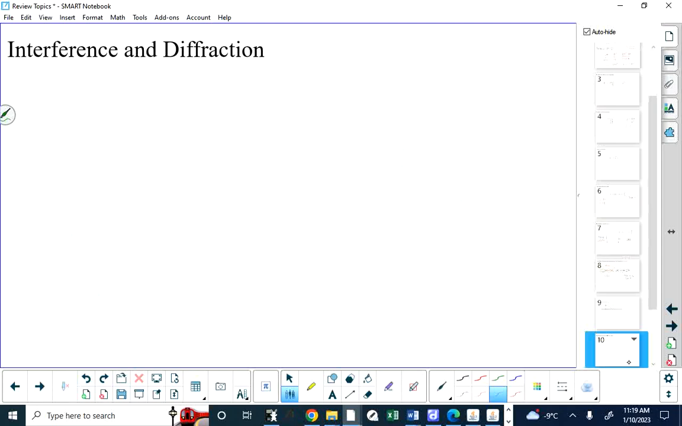Interference and diffraction. So again, I'm going to refer you to your note package and just speak to this. You need to understand what diffraction is, which is the spreading out of a wave as it passes through an opening. But more importantly, or just as important, you need to understand that the opening has to be smaller than the wavelength in general. And the smaller it is in relation to the wavelength, the more the wave spreads out.